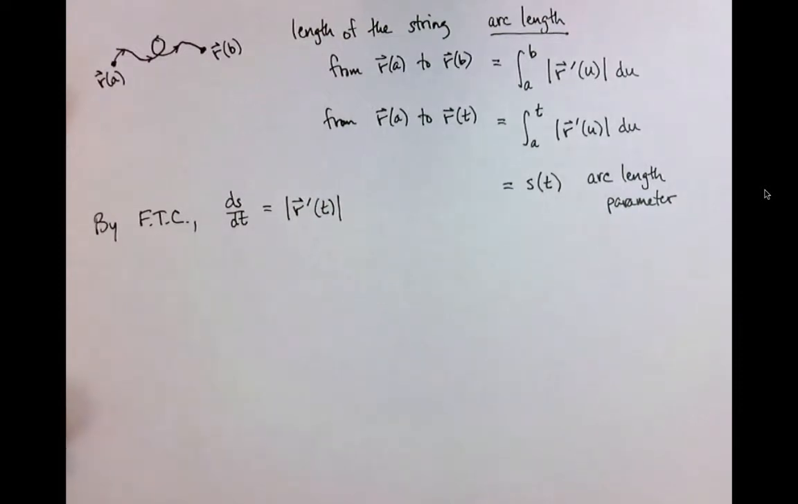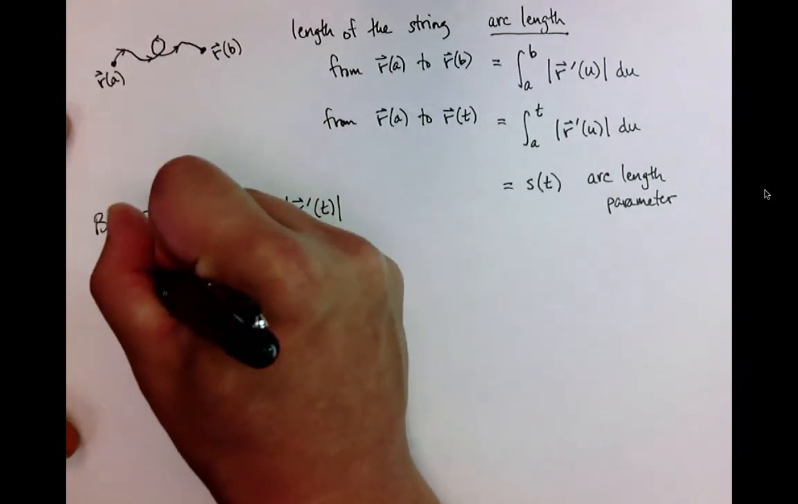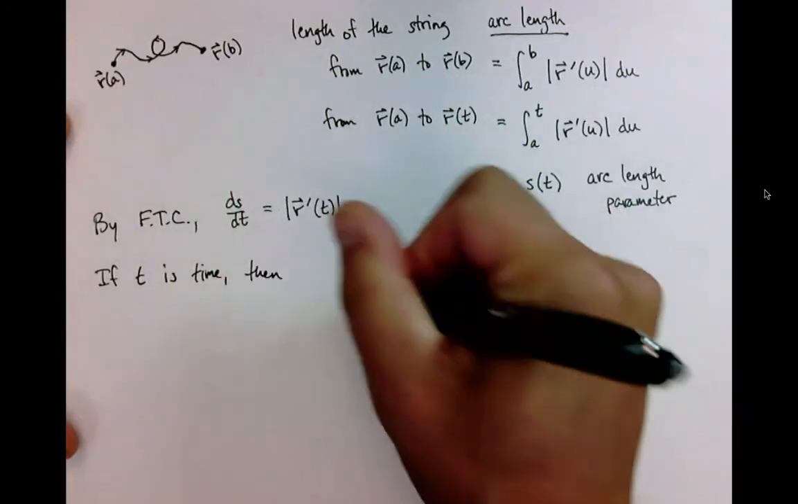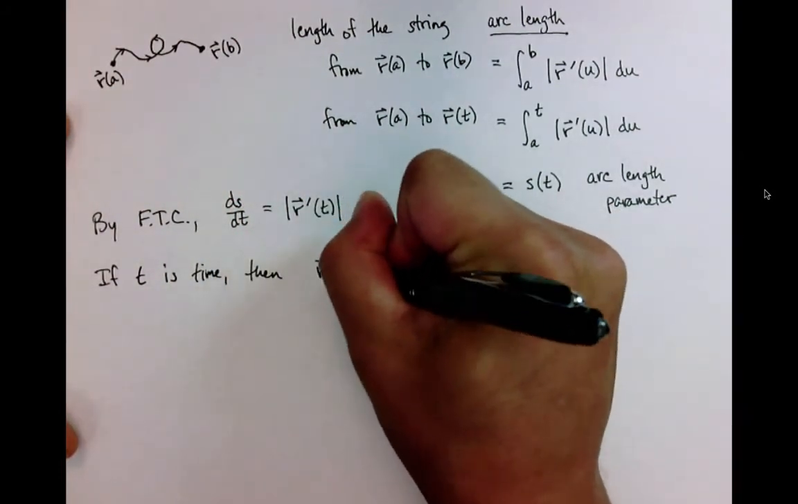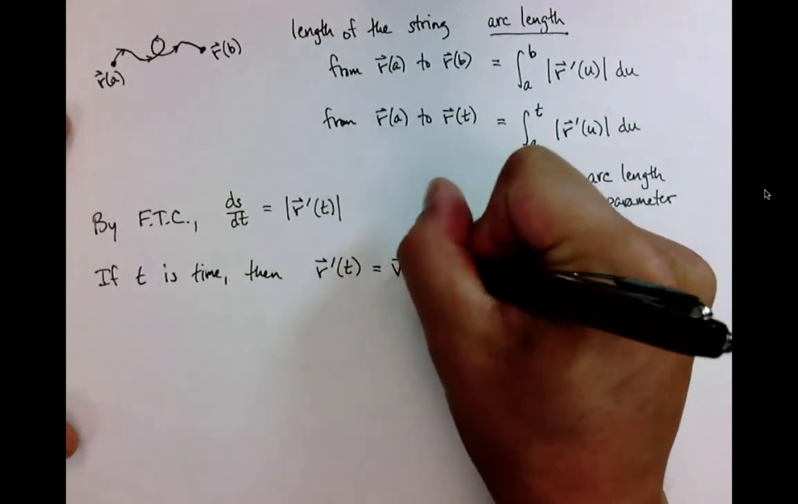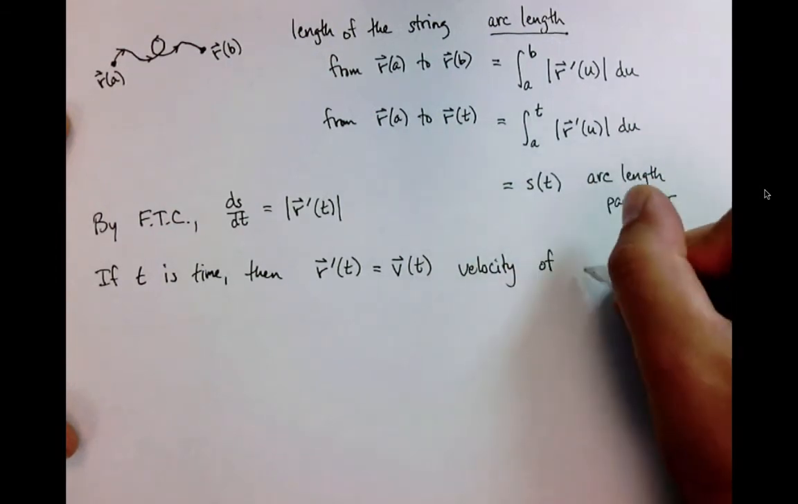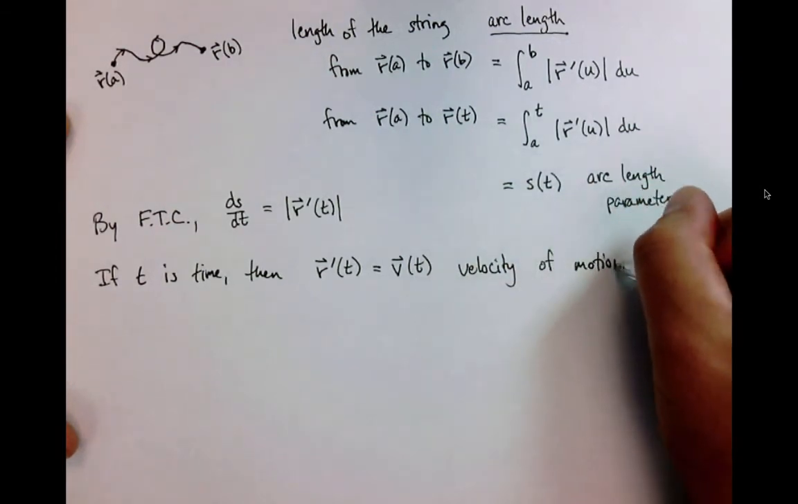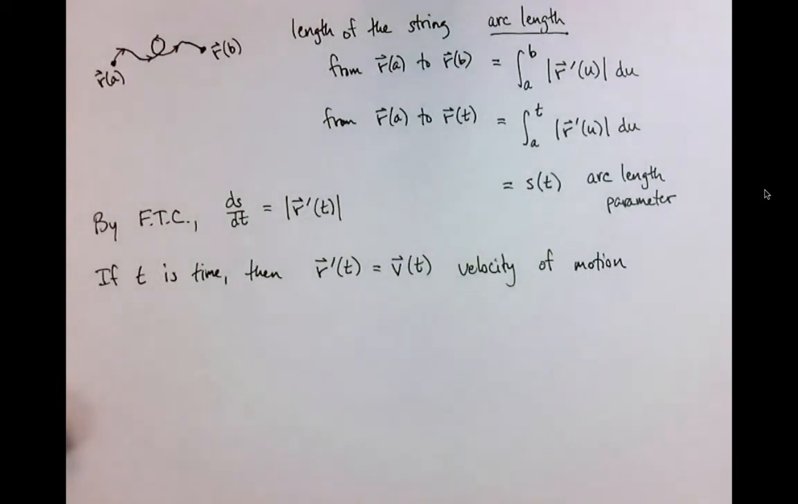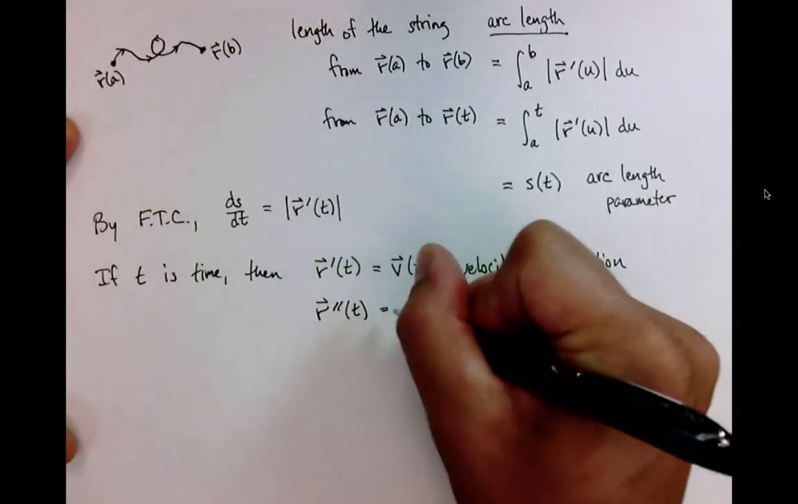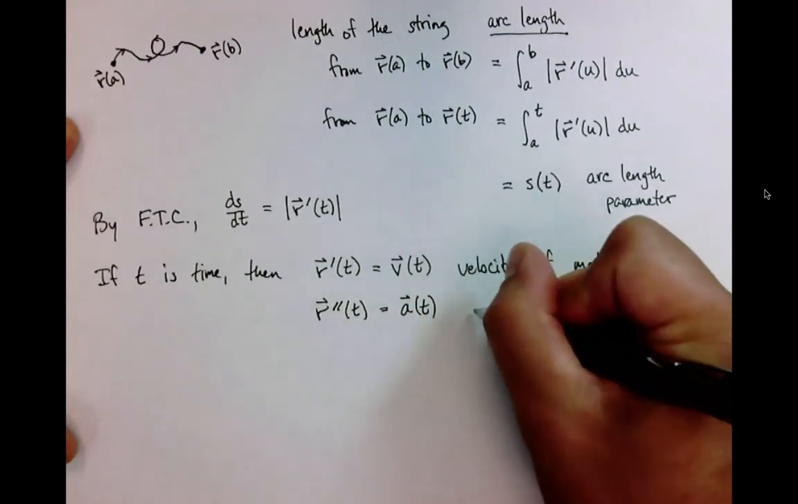Well, that's really interesting because that quantity has an interpretation if t is time. So if t is time, then R prime, the vector, which we can call v of t, is really the velocity of the motion. So you imagine there's a particle moving with this function of time. Then R prime is the velocity, and R double prime, which we can write as A of t, is the acceleration.